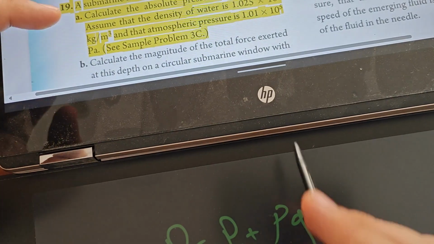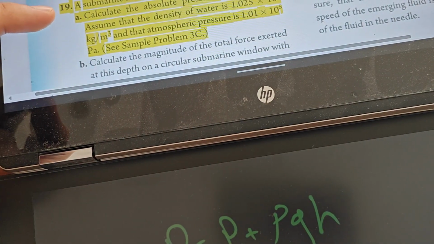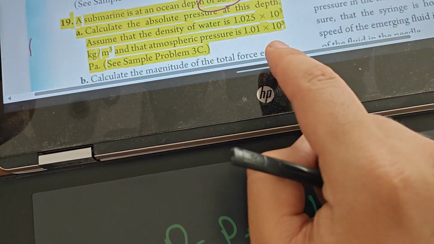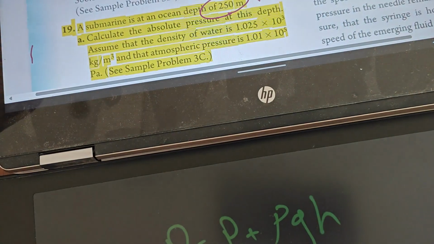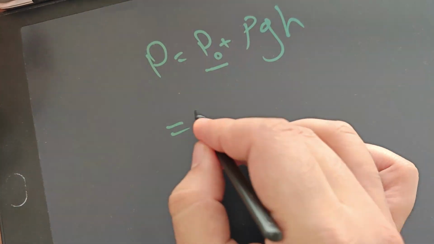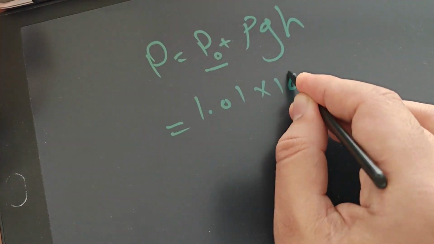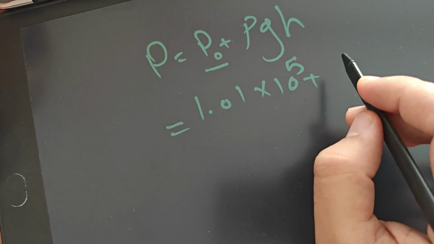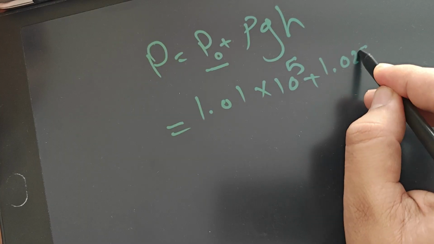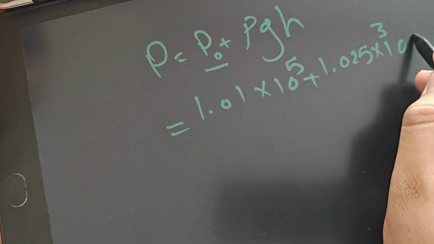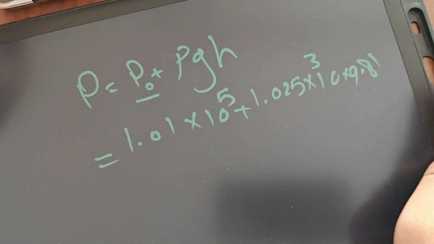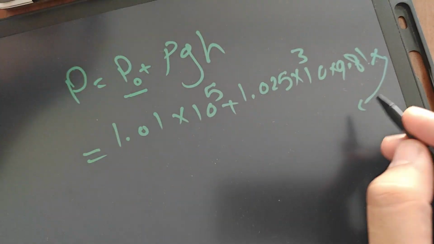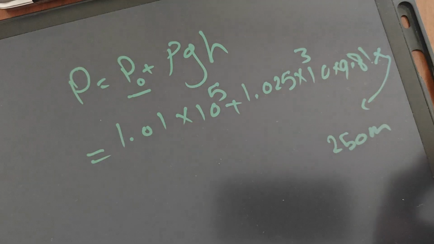This is the atmospheric pressure number, which is equal to 1.01 times 10 power 5, plus the density, which is given as 1.025 times 10 power 3, times 9.81, which is the acceleration, times the value of h itself. The value of h here is 250 meters.